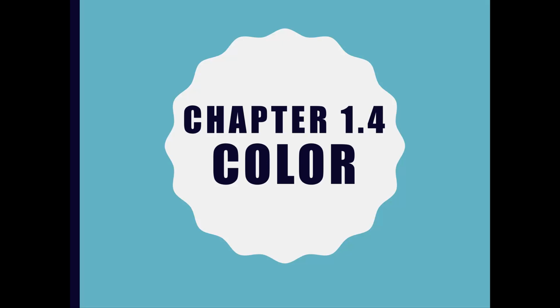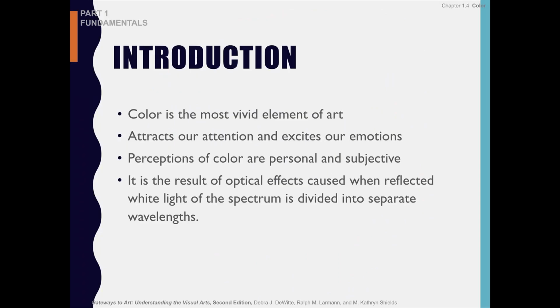Okay, welcome back. We're going to look at chapter 1.4 on the art element color. There's a lot to colors, that's why we're strictly covering it in one chapter as opposed to having other elements with it. So what is color? Let's concentrate on that last bullet point. It is the result of optical effects caused when reflected white light of the spectrum is divided into separate wavelengths.